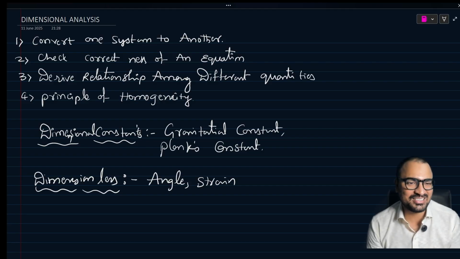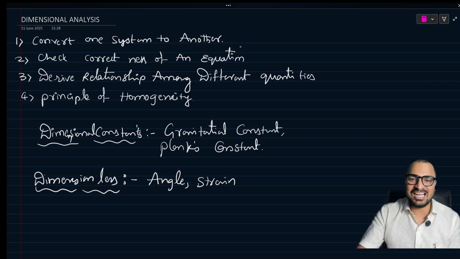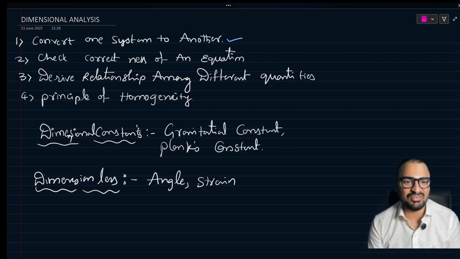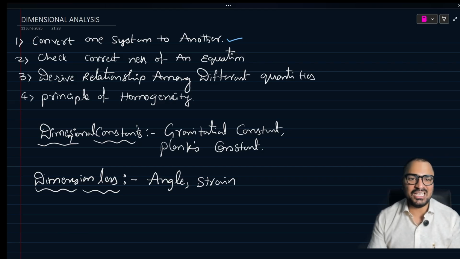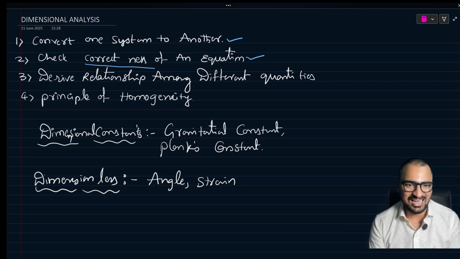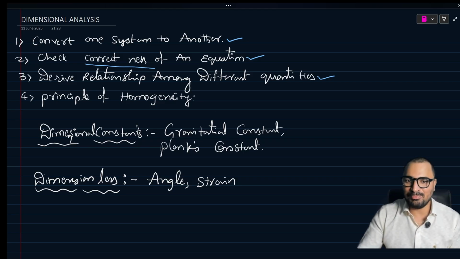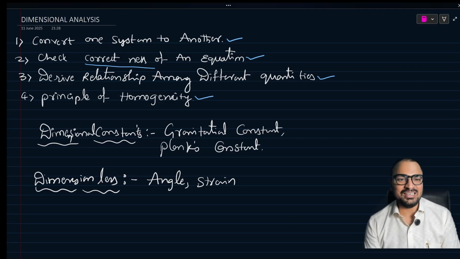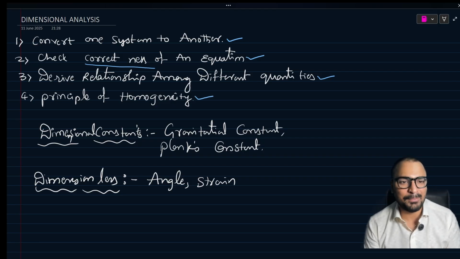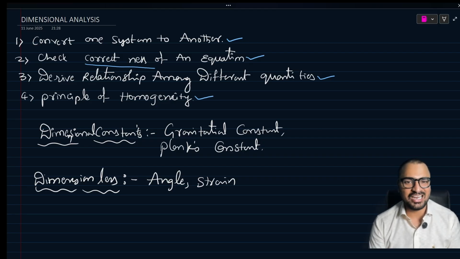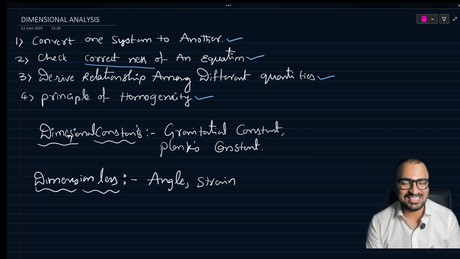What are the advantages of dimensional analysis? Here some advantages or applications are given. We can convert one system of units into another system of units using dimensional analysis. We can check the correctness of an equation, whether it is correct or not. We can derive the relation among different physical quantities, and we have the principle of homogeneity. Based on every application, we will try to solve a simple question given in previous years' examinations.